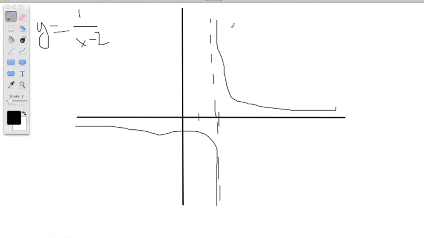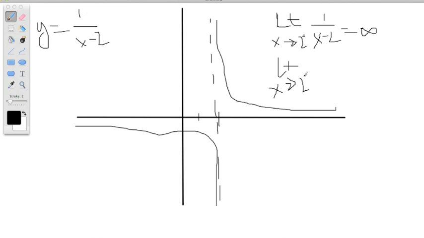That means you can write two limits from this graph. You can say the limit, which I'll denote by LT, as x approaches 2 from the right, which is 2 plus, of 1 over x minus 2 equals positive infinity, and the limit as x approaches 2 from the left of 1 over x minus 2 would equal negative infinity. And you can see that very easily by graphing.